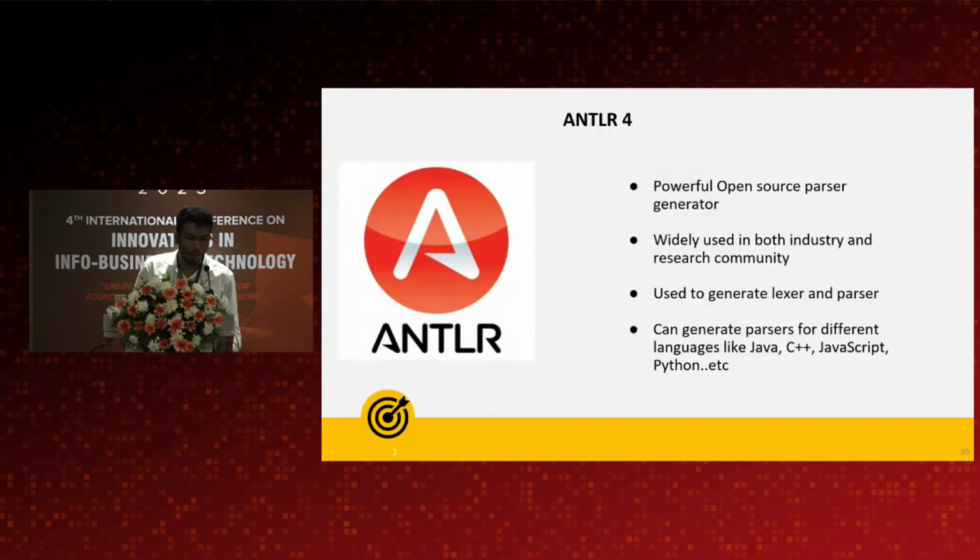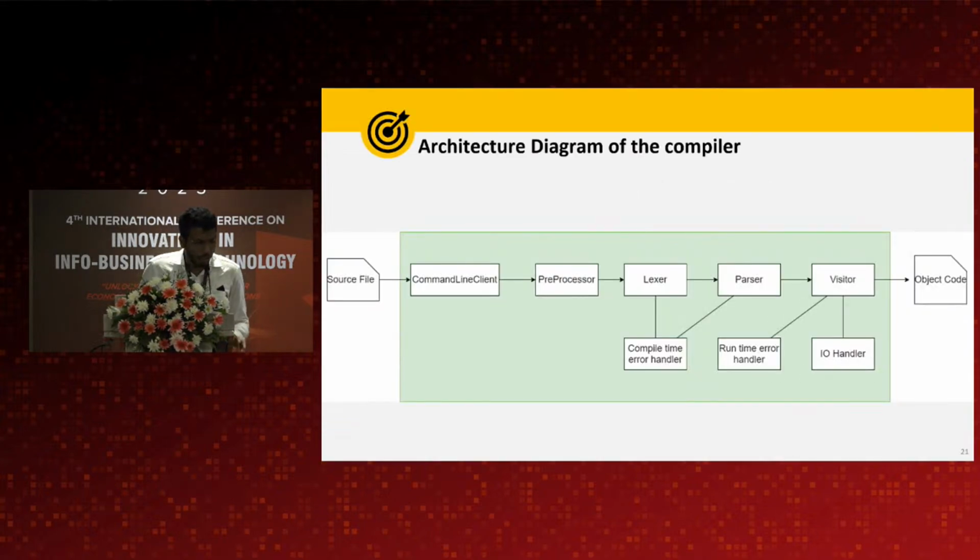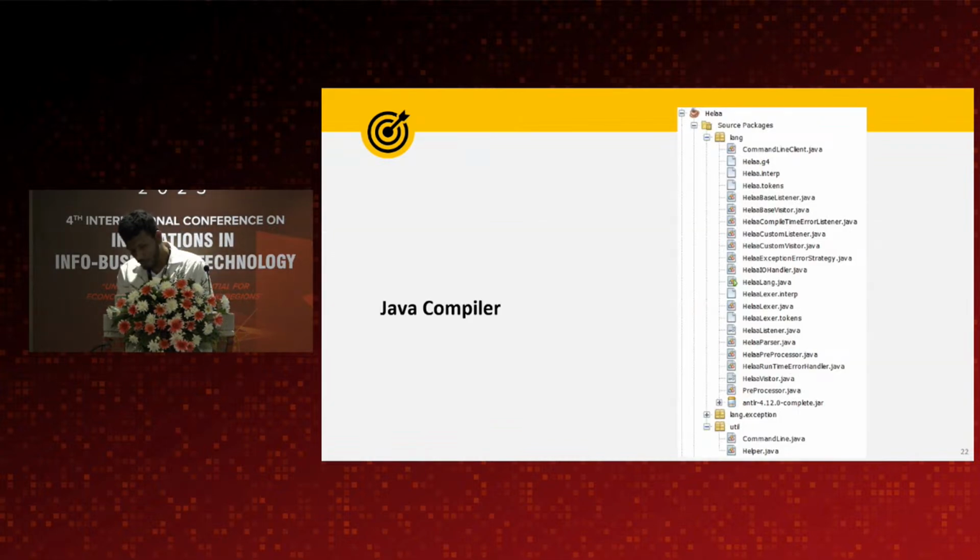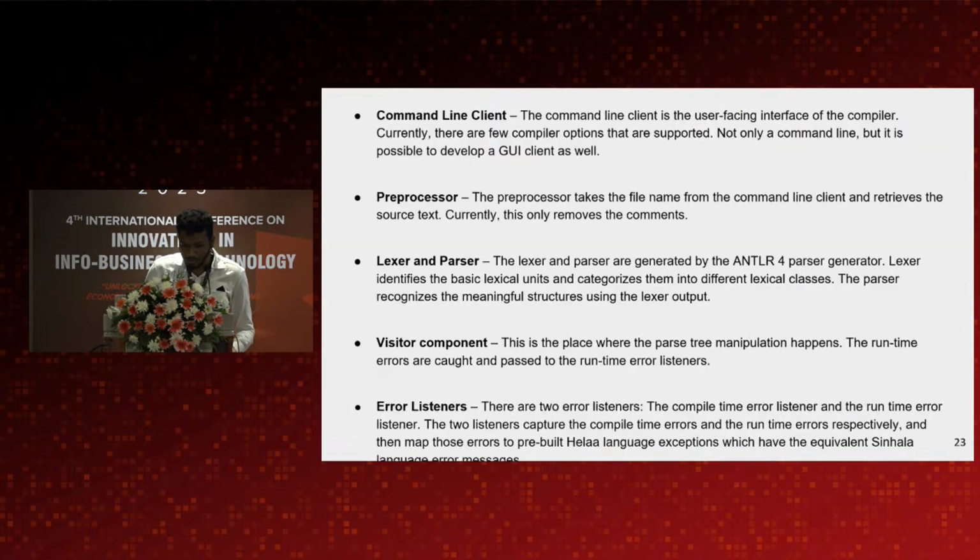Implementation: we used ANTLR to generate the lexer and parser. ANTLR 4 is a powerful open source parser generator. This is a simplified version of the compiler. There are quite a few components. This is the file structure of the Java compiler.